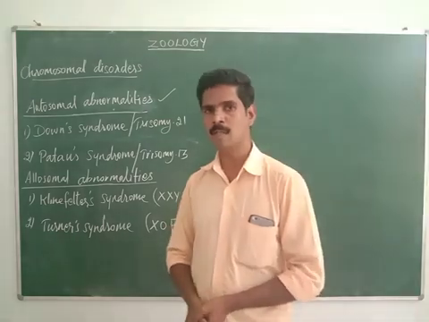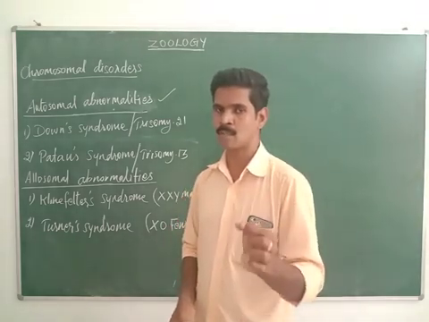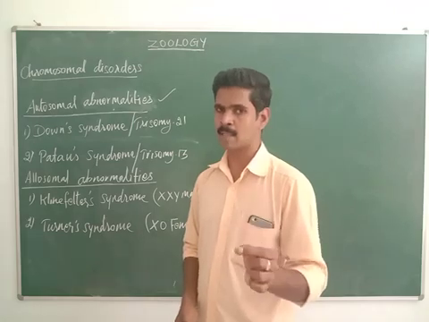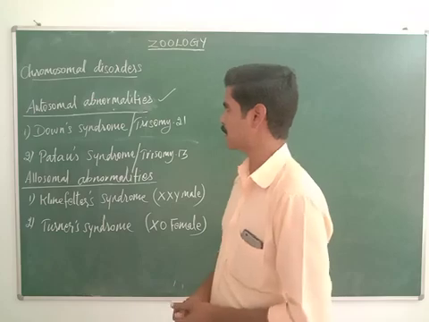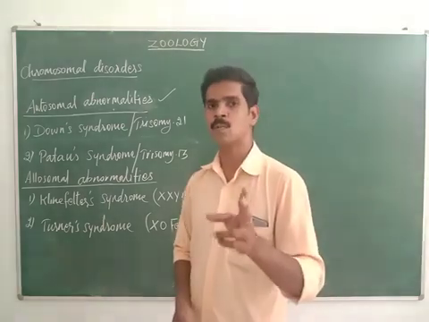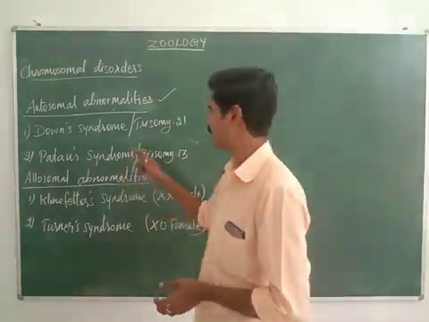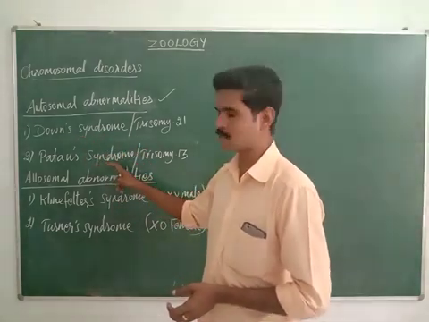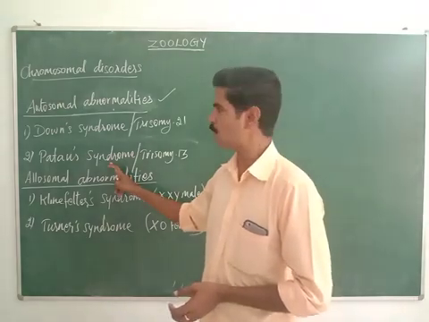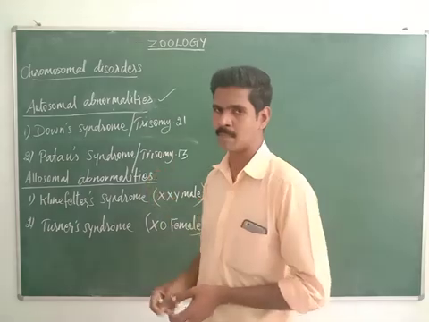Autosomes, you all know, are the chromosomes which determine our body character or somatic character. Dear students, listen very carefully. In your book two examples are mentioned for these autosomal abnormalities. The first example is Down syndrome and the second example is Patau syndrome. Now we are going to study these two examples.